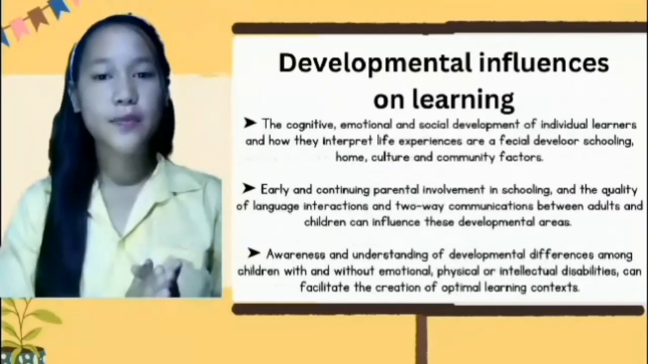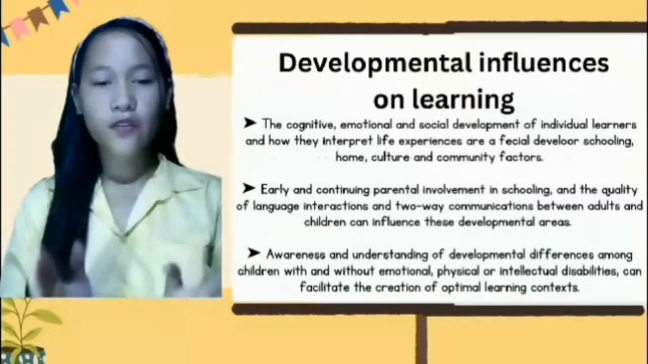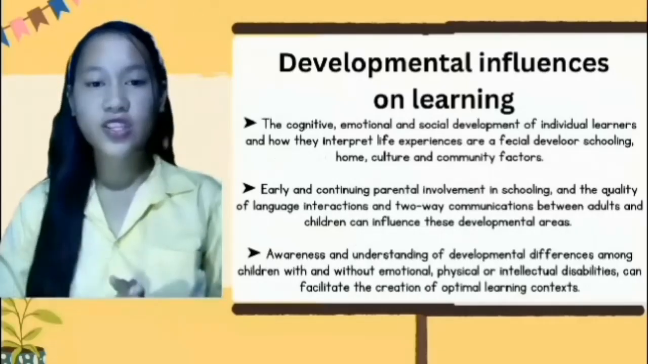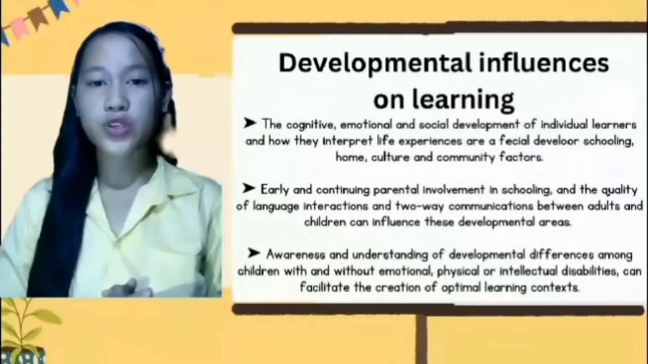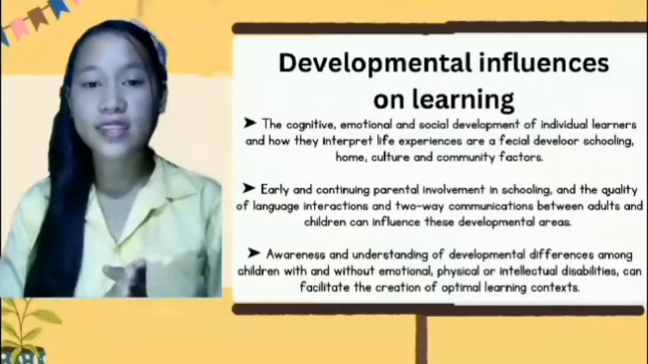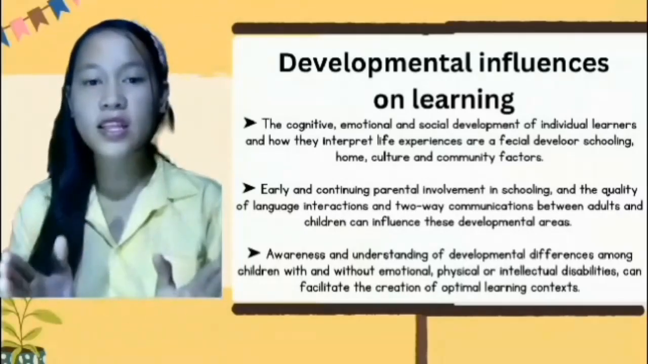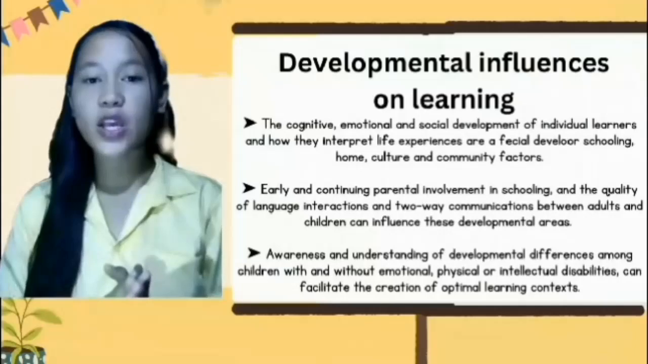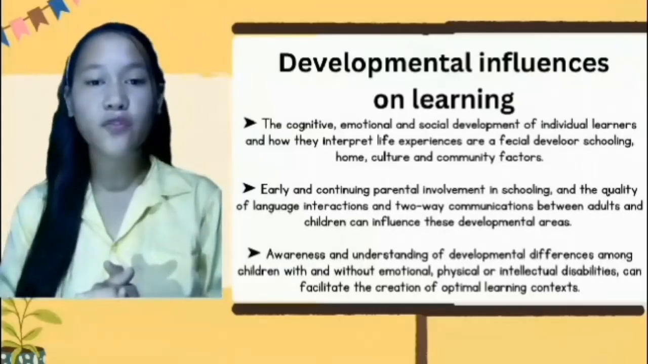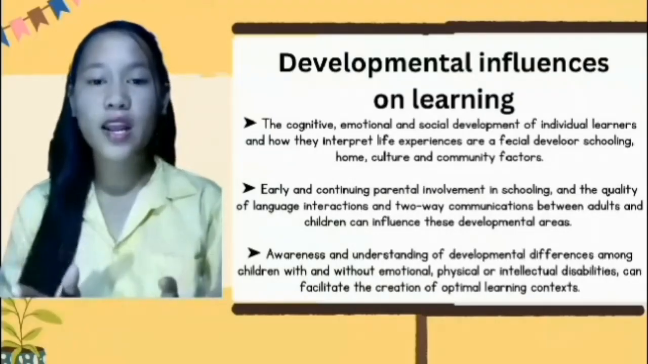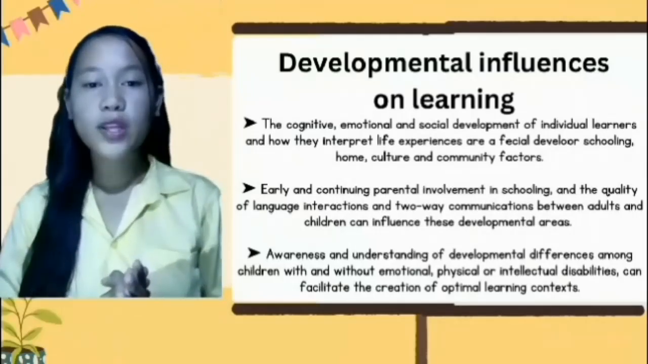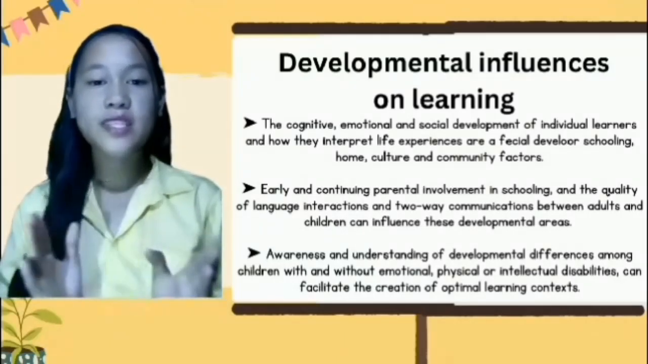Next one is that the cognitive, emotional, and social development of individual learners and how they interpret life experiences are influenced by schooling, home cultures, and community factors. It means that by recognizing the multifaceted nature of a learner's development, we can create more effective and equitable education systems that meet the diverse needs of all individuals.